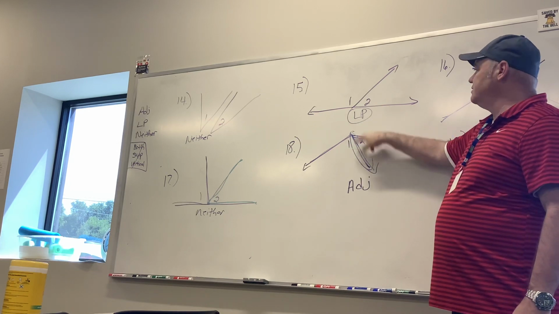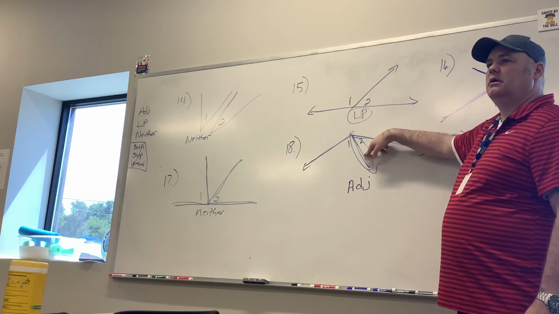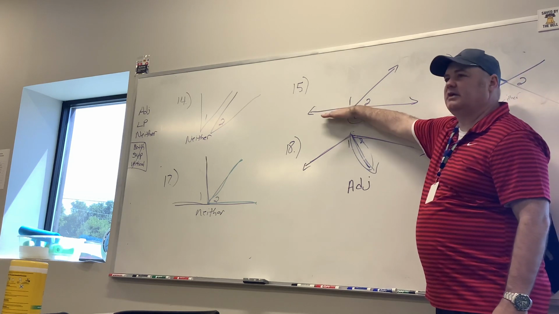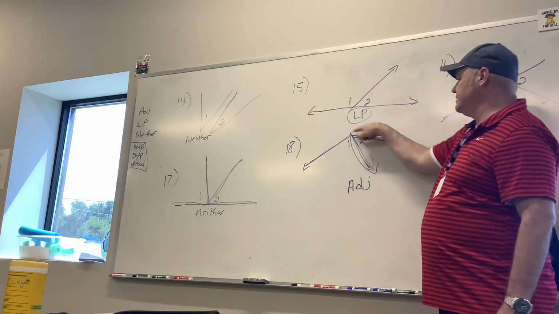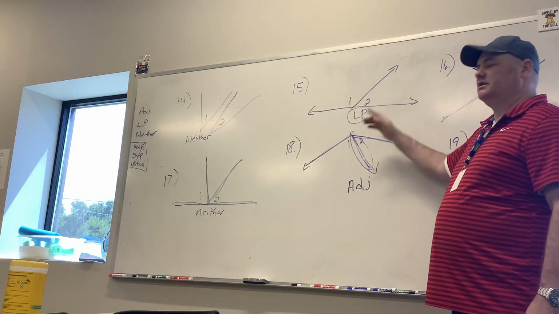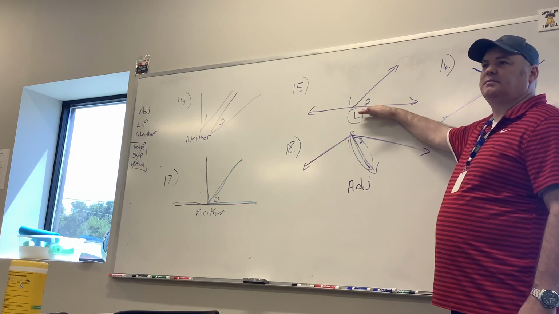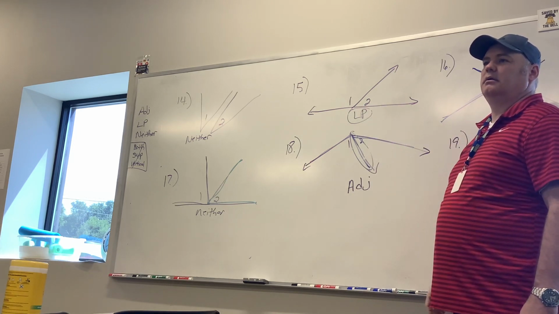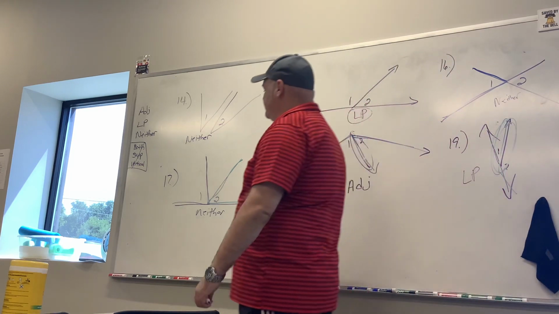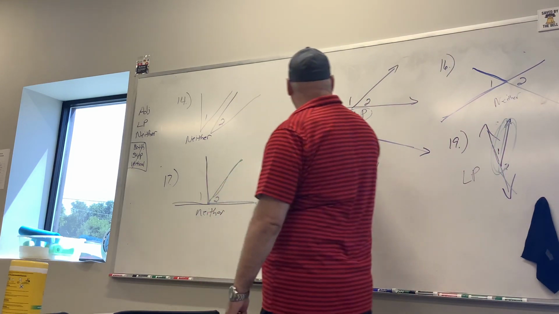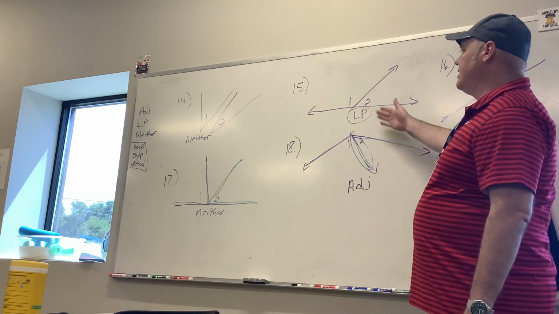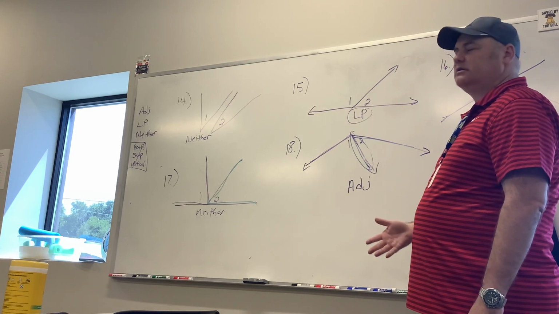Okay. So these are both adjacent. This is adjacent, but because this one forms a straight line and this one doesn't, this one's only adjacent, this one gets bumped up to linear pair. Now, if they're linear pair, then they're both. That's what I wanted you to see: you can't have a linear pair unless they're adjacent.